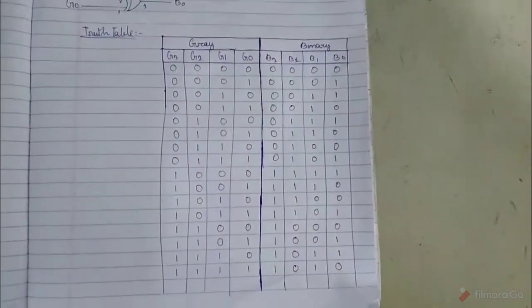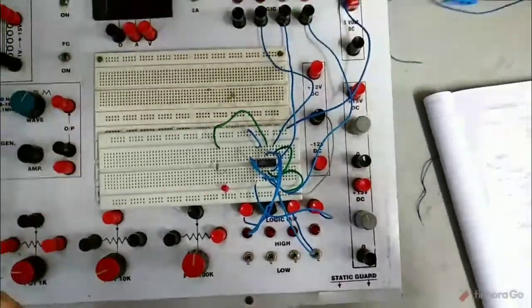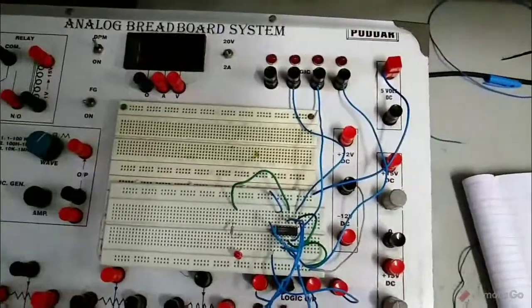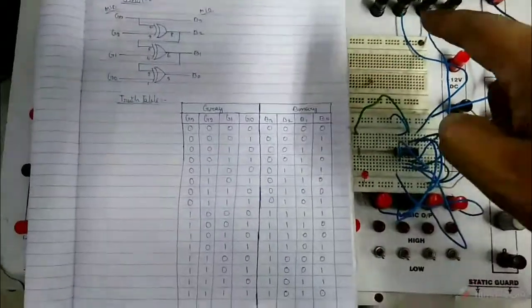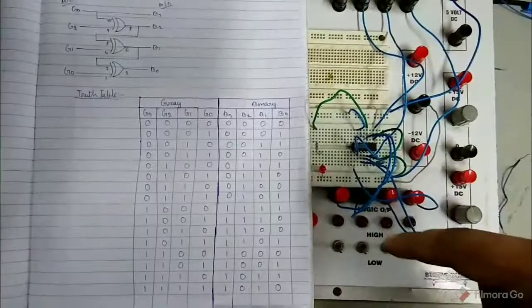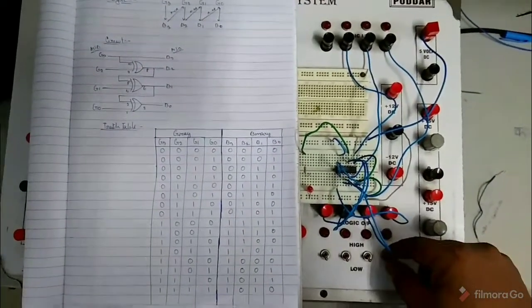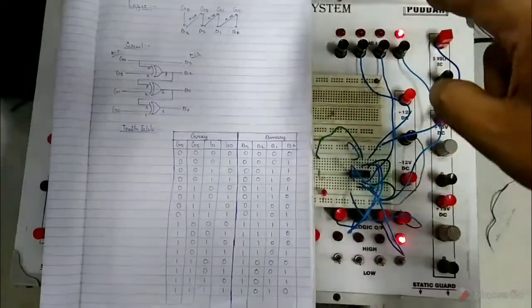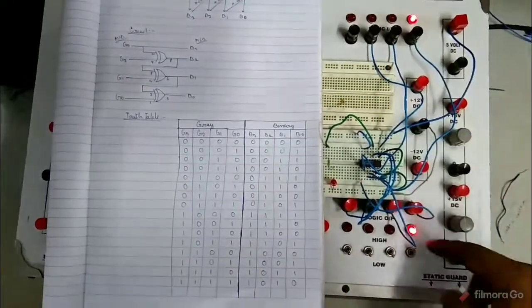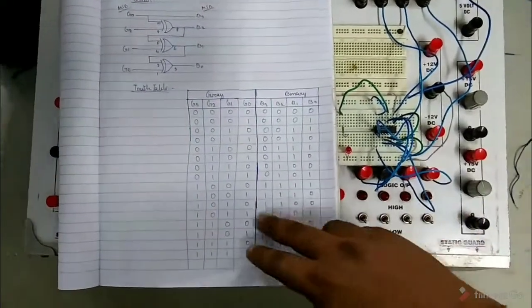This is the truth table. And this is the circuit. I have connected the circuit and will check some samples. Suppose 0000, all outputs are 0. 0001, 0001. Now randomly you can check any gray input number.